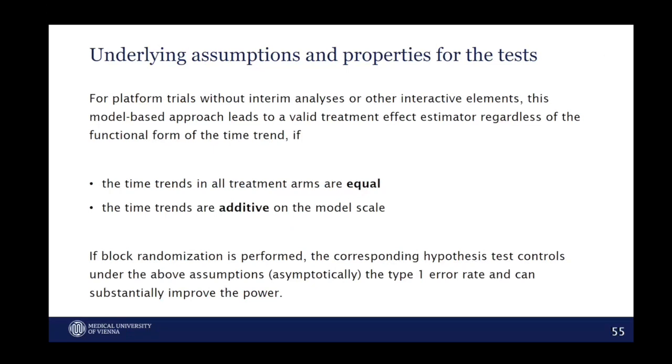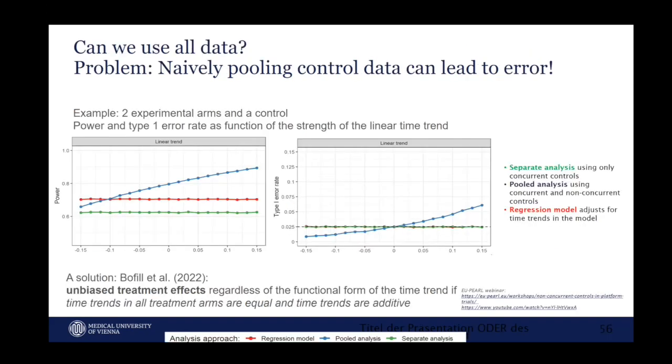What are the underlying assumptions and properties of such a test? For platform trials without interim analysis or other interactive elements, this model-based approach leads to a valid treatment effect estimator regardless of the functional form of the time trend, if the time trend is the same in all treatments, and if the time trends are additive on the model scale. And here you can see the results, and you can see we cannot simply pool the data and do a conventional analysis, because regulators might become quite nervous.